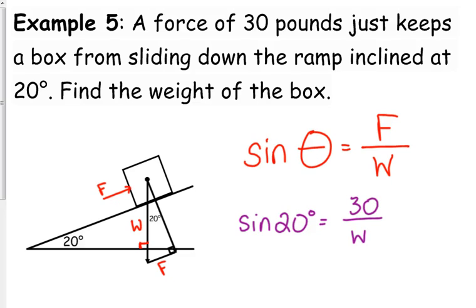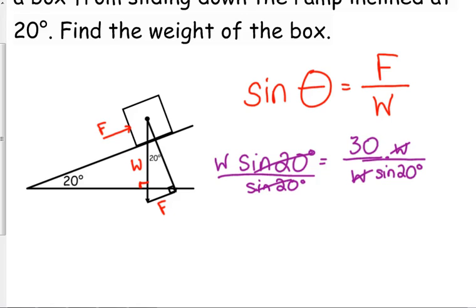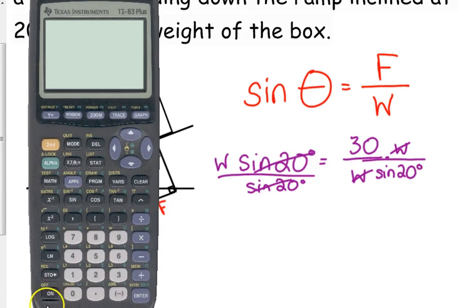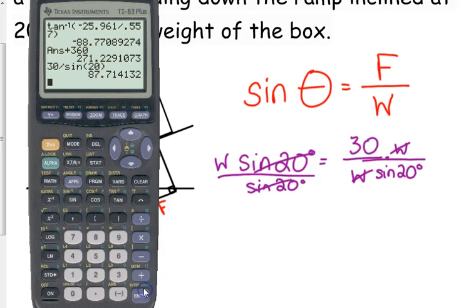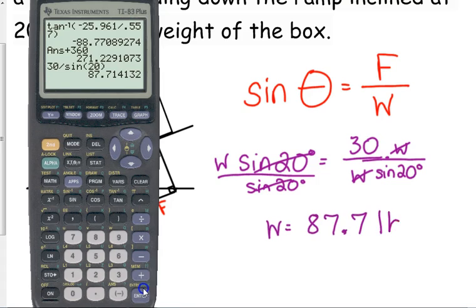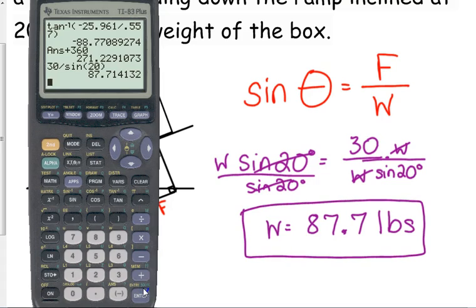How do we solve for the weight? Be careful. Multiply by W and then divide by the sine of 20 degrees. Okay, those two things kind of just switch places. So it's 30 divided by the sine of 20 is the weight of this box. So the weight of this box is about 87.7 pounds. Okay, pretty hefty box.